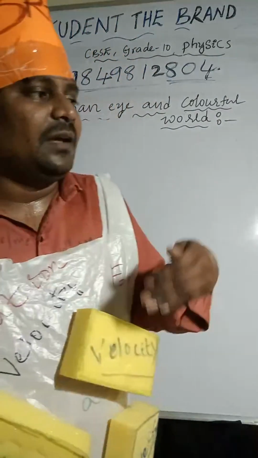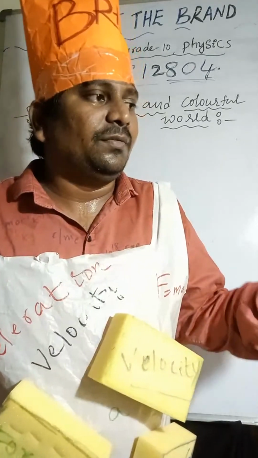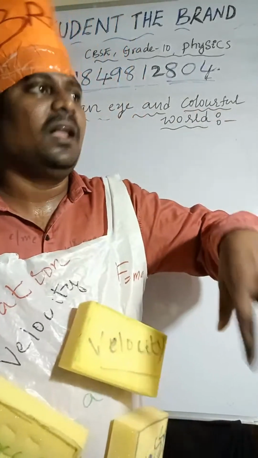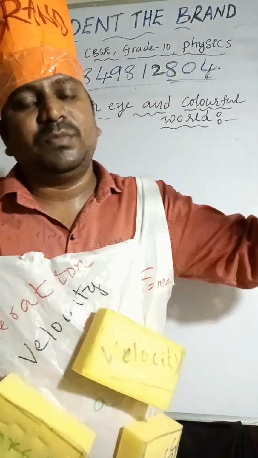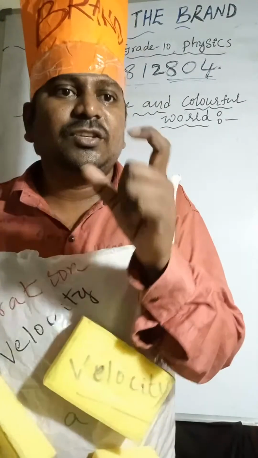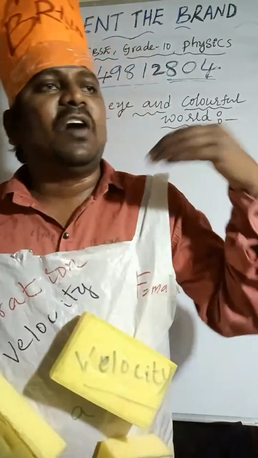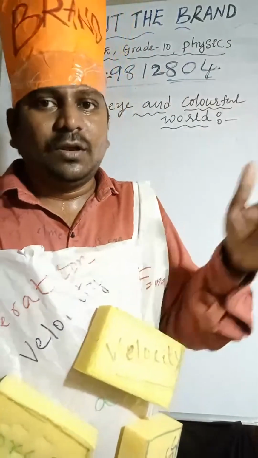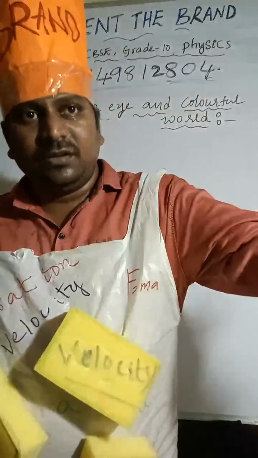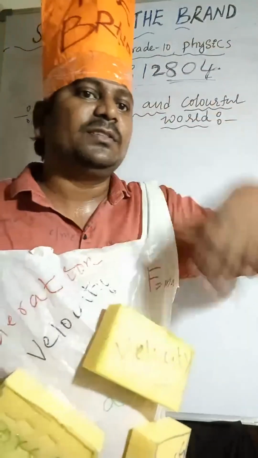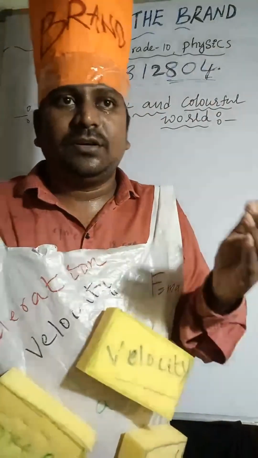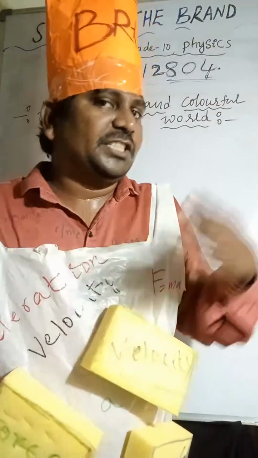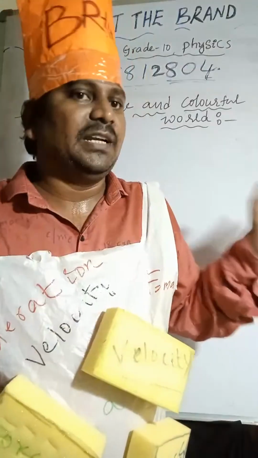Myopia means short-sightedness. We can see near distance objects, but we can't see far distance objects. Hypermetropia means long-sightedness. We can see long distance objects, but we can't see near distance objects. How it will be corrected and which lens we use, we will discuss.